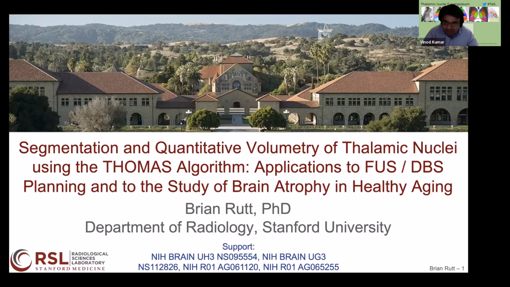He is going to speak about segmentation and quantitative volumetry of thalamic nuclei using the ThALAmus algorithm, which you have heard already before. So now the floor is for Brian.